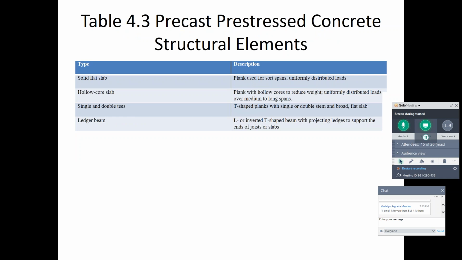There's pre-cast, pre-stressed concrete structural elements such as solid flat slabs, which we kind of showed in the prior picture with the holes on the ends, planks used for short spans and uniformly distributed loads; hollow core slabs, planks with hollow cores to reduce weight, uniformly distributing loads over medium to long spans; single and double T's, which are T-shaped planks with single or double stem for a broad flat slab; and a ledger beam, an L or inverted T-shape beam with projecting ledges to support the ends of joists or slabs.